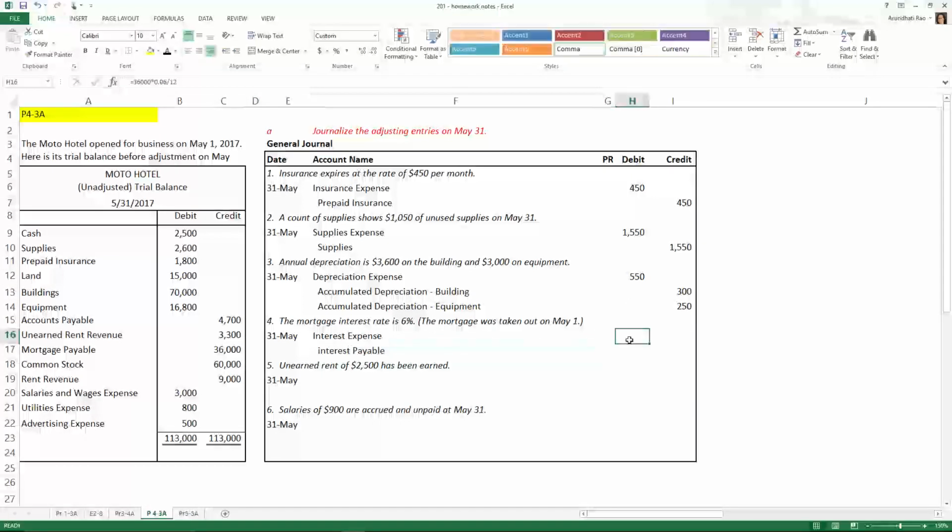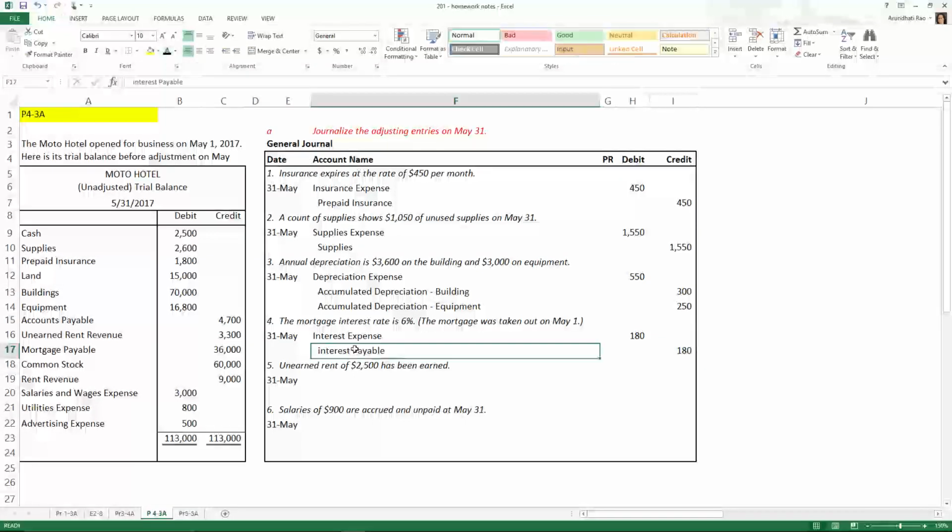The amount is going to be, the mortgage payable was $36,000, so it's going to be $36,000 times 6% divided by 12 because it's only for 1 month. So $36,000 times 6% divided by 12. And you'll notice I wrote interest payable credit, not mortgage payable. We keep those as two separate accounts because this interest has to be paid up immediately.